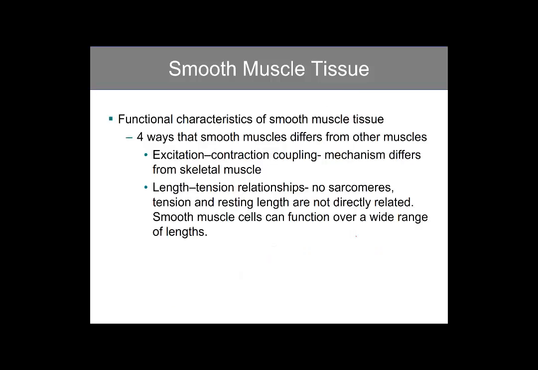Functional characteristics of smooth muscle include four ways that smooth muscles differ from other muscles. Excitation-contraction coupling mechanisms differ from that of skeletal muscle, as well as the length-tension relationships. Without the sarcomeres, the tension and resting length are not directly related, so smooth muscle cells can function over a wide range of lengths.